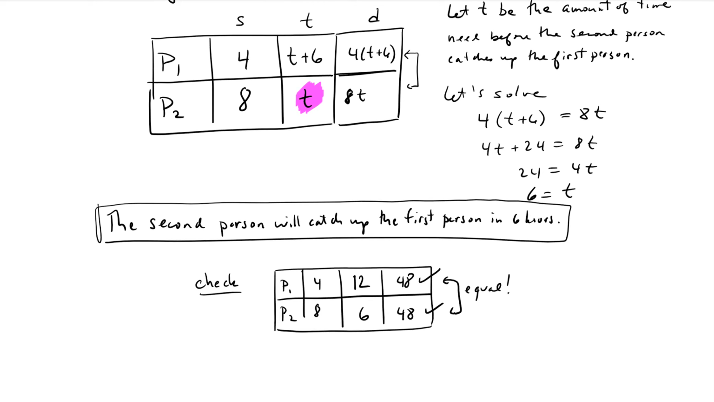And I can check that my answer is correct by replacing t by 6, and I can see that the distance traveled by each person will be 48 kilometers when they meet. So those two quantities are equal, and therefore my solution is correct.